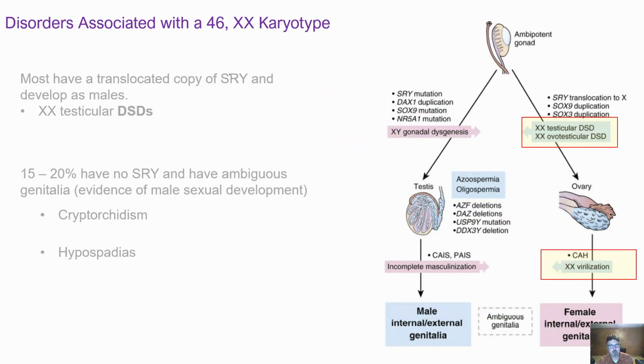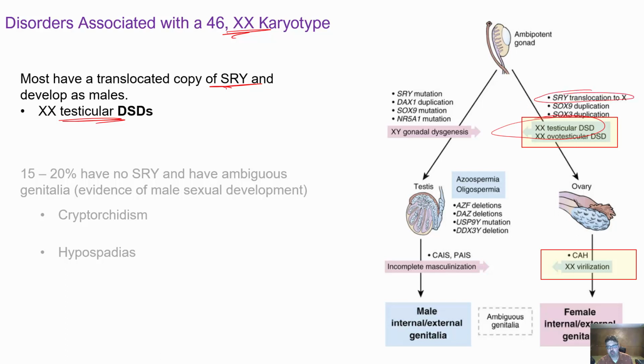So now that we take a look at a couple of these 46XYs, let's take a look at disorders associated with XX karyotypes. What you'll notice in this case, they will typically have a translocated SRY and start to develop as males. And so we can have what we call XX testicular disorder of sexual development. That's kind of what we see over here, where you get that translocation of the SRY gene.